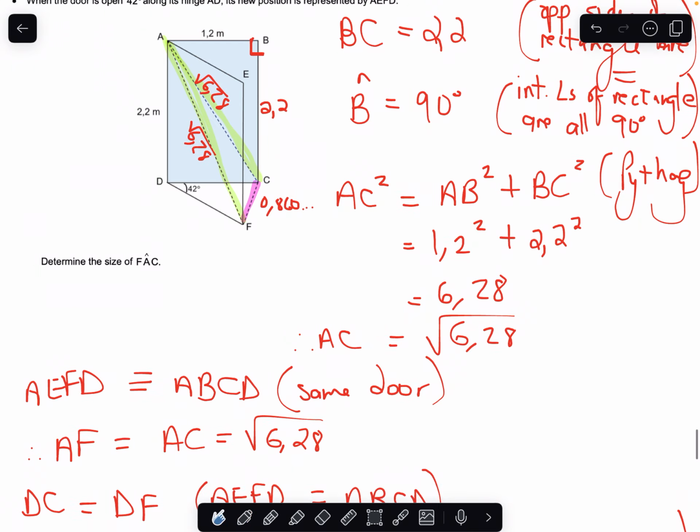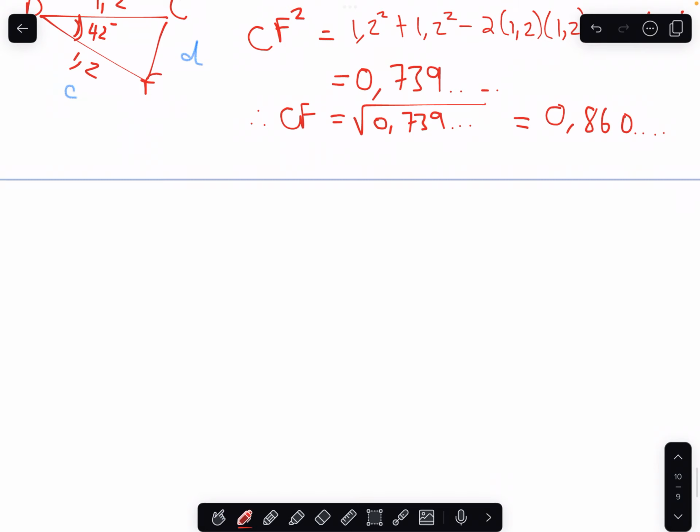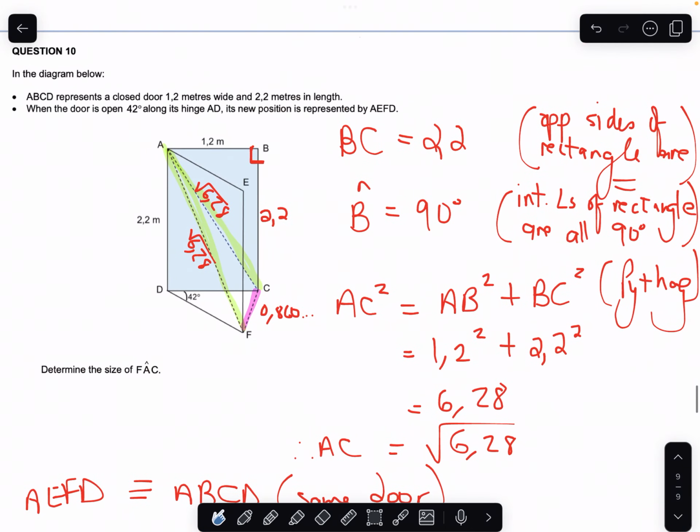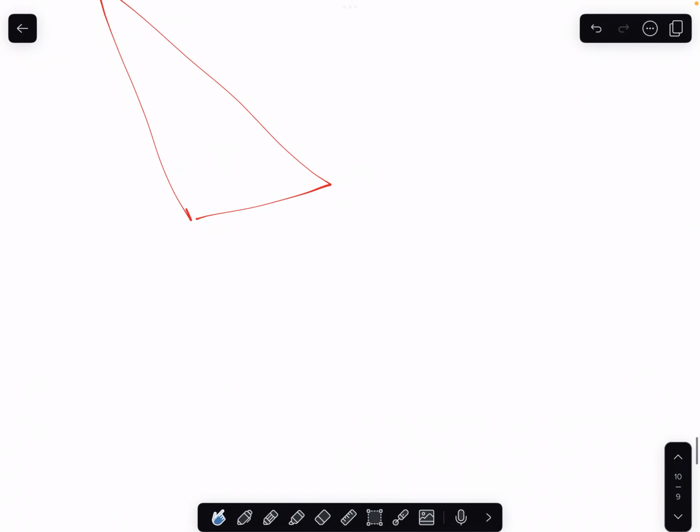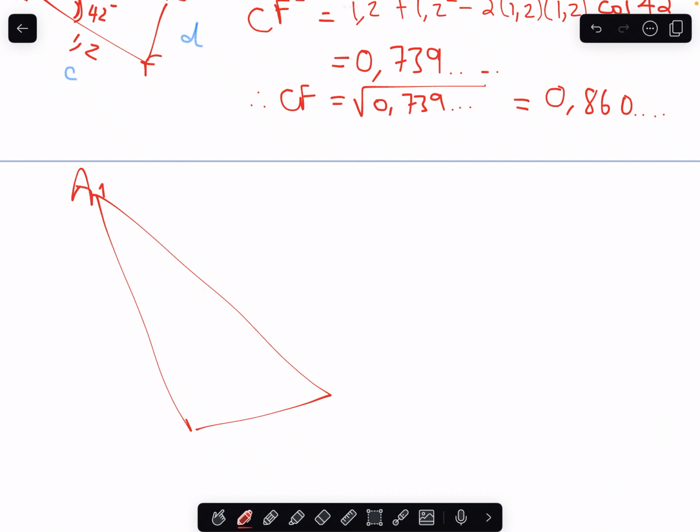Right, so let's just draw that triangle for ourselves a bit more clearly here. So it is ACF. We have the square root of 6,28 here, the square root of 6,28 here, and then 0,860 blah blah blah over here. And we are trying to find the angle FAC. So that again smells like a cosine rule thing.